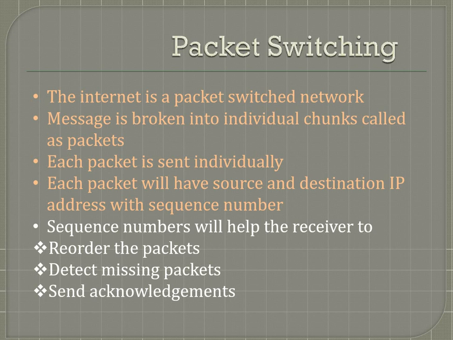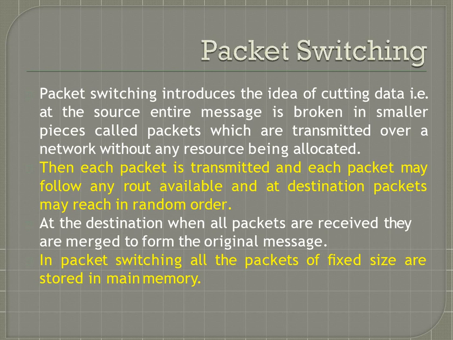Okay, so what is packet switching? The message will be broken into individual chunks called packets. Then each packet is sent individually. Every packet will have source and destination IP address with a sequence number. The sequence numbers will help the receiver to reorder the packets, to detect the missing packets and to send acknowledgements. Packet switching introduces the idea of cutting data at the source. The entire message is broken into smaller pieces called packets, which are transmitted over a network without any resource being allocated.